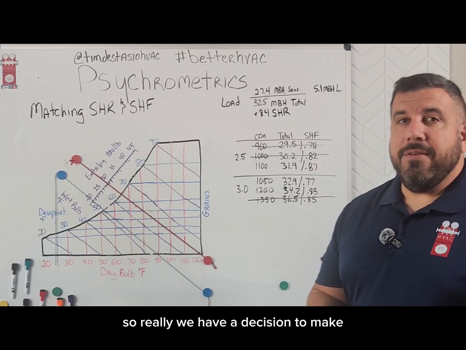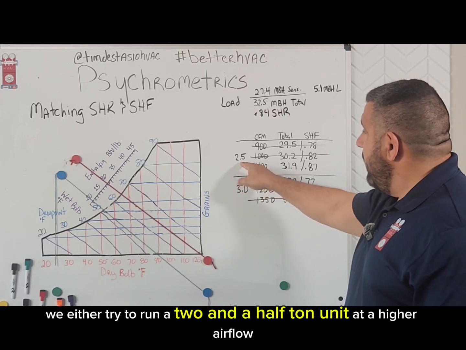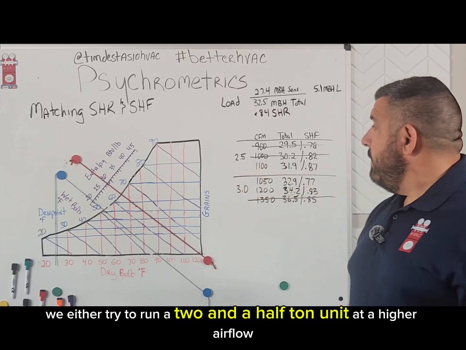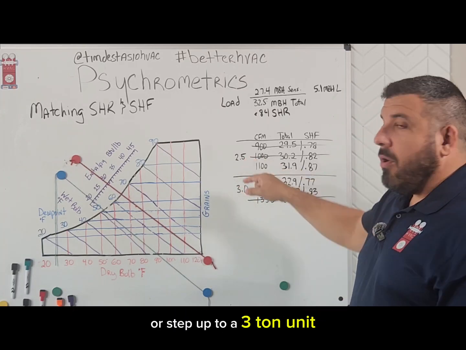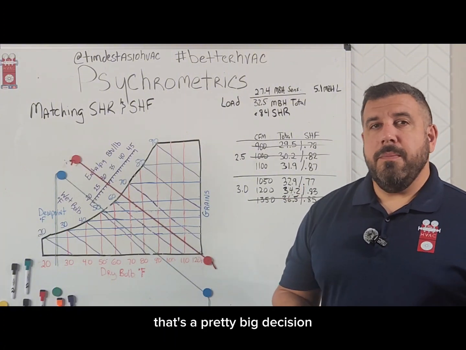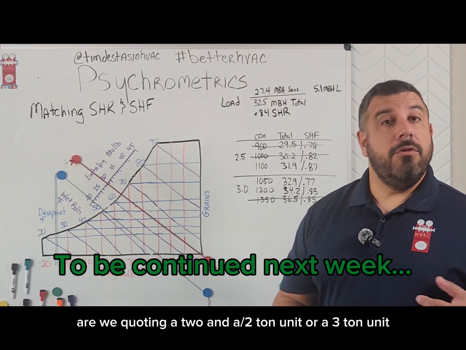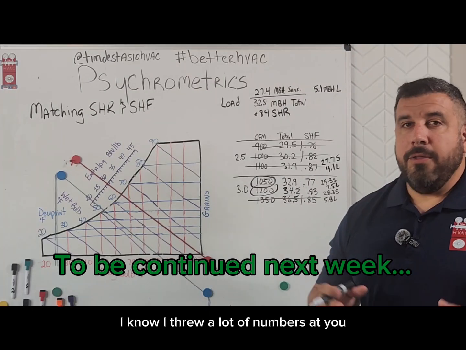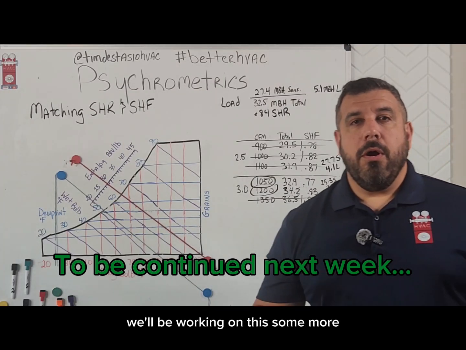So really, we have a decision to make. We either try to run a 2.5 ton unit at a higher airflow, or step up to a 3-ton unit. Well, what are we going to do? That's a pretty big decision. Are we quoting a 2.5 ton unit or a 3-ton unit? I know I threw a lot of numbers at you. We'll be working on this some more.